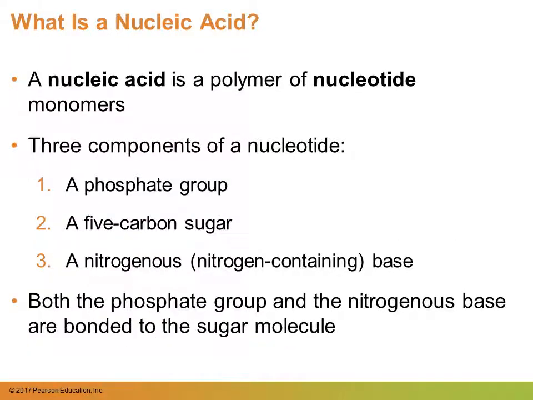Okay, so what is a nucleic acid? Well, a nucleic acid is another macromolecule, just like a protein is a macromolecule. And another word for macromolecule is polymer. So all polymers are made up of monomers, that one single building block. And the monomer for nucleic acids are nucleotides. Nucleotides are made of three components: a phosphate group, a 5-carbon sugar, and a nitrogenous base. Both the phosphate group and the nitrogenous base are bonded to the sugar molecule.